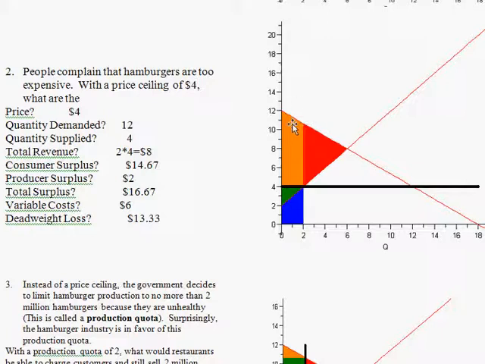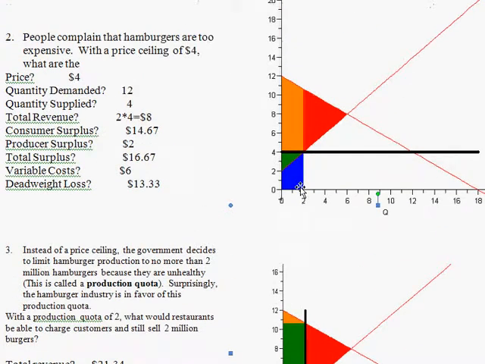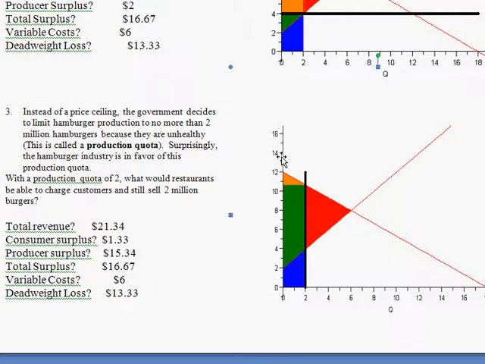So since the deadweight loss reduces the total surplus by $13.33 here, and also with a quota it reduces the total surplus by $13.33, these are equally bad. We don't care that in one case the consumer surplus is larger than the producer surplus, but with a quota that the producer surplus is larger than the consumer surplus.